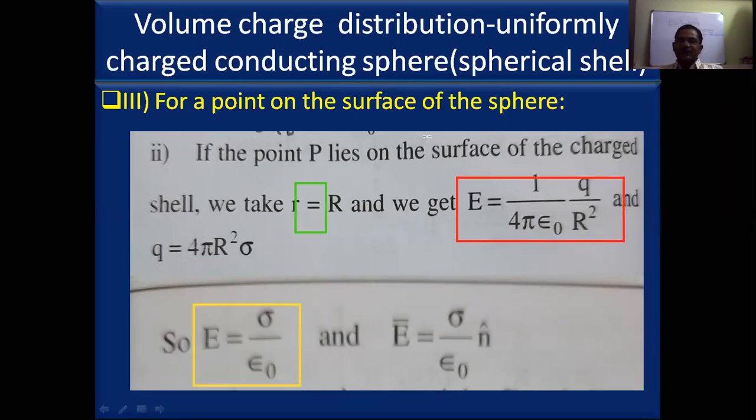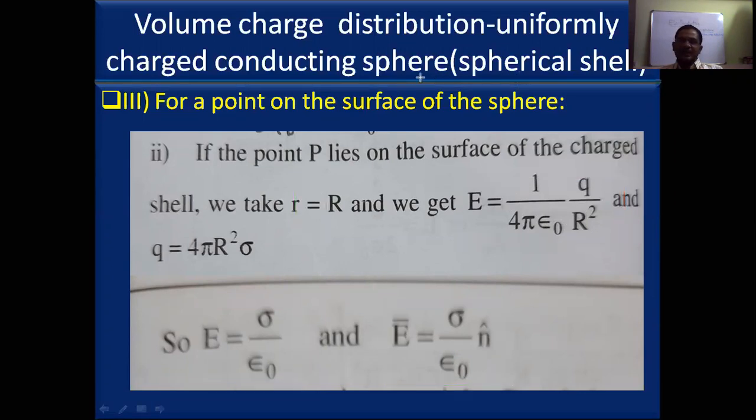In vector form, we can write, E bar is equal to sigma by epsilon naught into n cap, where n cap is the outward normal unit vector at any point on the surface. Okay, E bar equals sigma by epsilon naught n cap. So this is the maximum value. The field strength is maximum on the surface. E maximum equal 1 by 4 pi epsilon naught Q by R square.